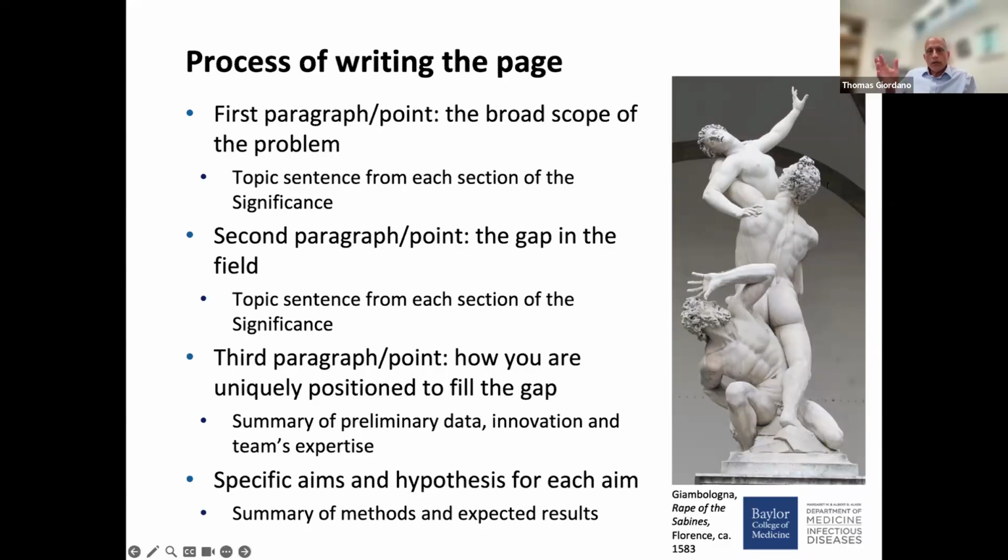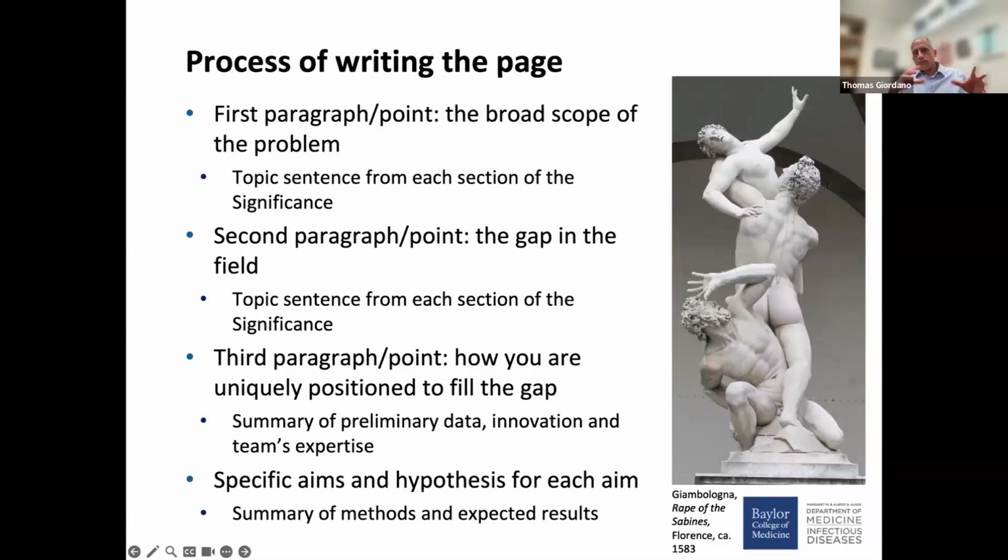So the first paragraph or point, the broad scope of the problem, you can pull the main sentences from each section of the significance to write that. And the same for the gaps in the field. Pull that from the significance. How you're uniquely positioned to fill the gap, that's preliminary data and your innovation sections, right? So look at those and summarize those in the aims page. And then the aims are just these brief statements, and that should be already written by then. And then summarize the methods and the expected results. And then there you have it. There's your draft of your aims page.